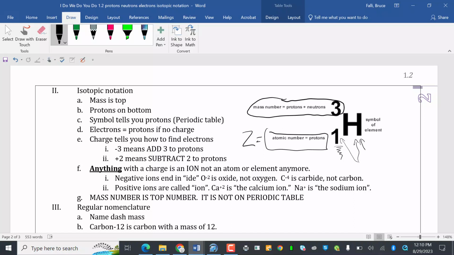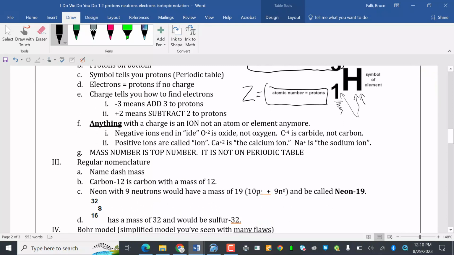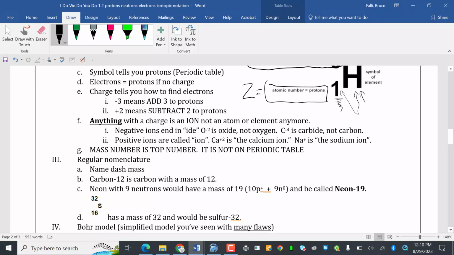Notice we've got it again. -3 means add 3 electrons. Charge tells you how to find electrons. -3 means add 3 to the protons, and +2 means subtract 2 from the protons. Anything with a charge is an ion and not called an atom or an element anymore. Negative ions have a different name. They end in "ide." So O-2 is oxide, not oxygen. C-4 would be carbide, not carbon. Positive ions are called ion. Calcium +2 is the calcium ion. Sodium +1 is the sodium ion.